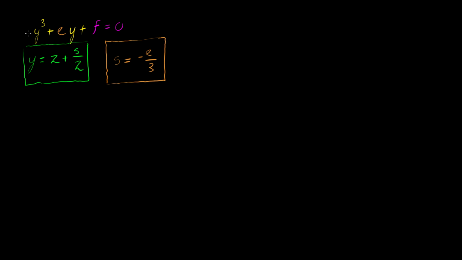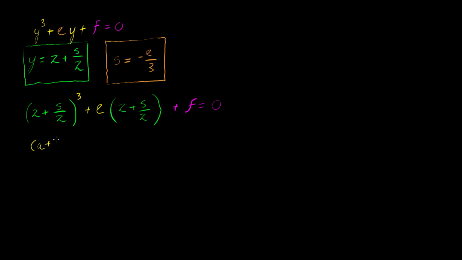So remember, e and f are just in terms of a, b, c, and d, and y is just in terms of x, really. So we've got our y cubed, but we know that y is just z plus s over z, so we're going to get z plus s over z cubed, plus our ey, and y is just z plus s over z, and then we have our plus f is equal to 0. So let us go ahead and multiply this out.